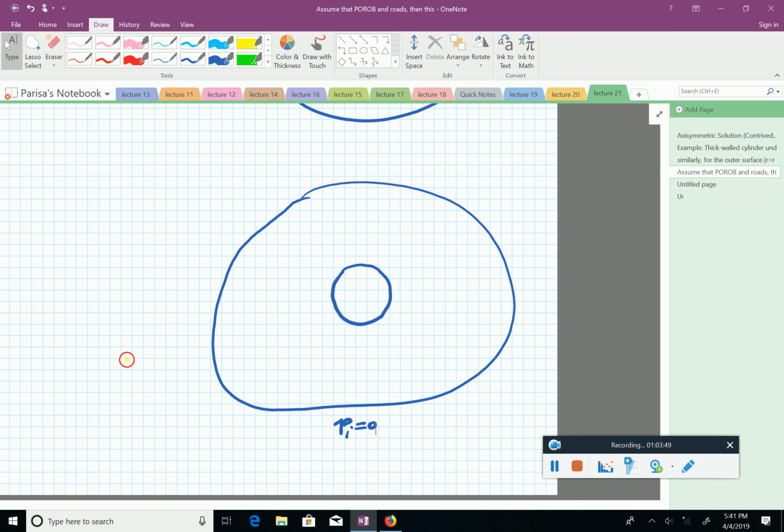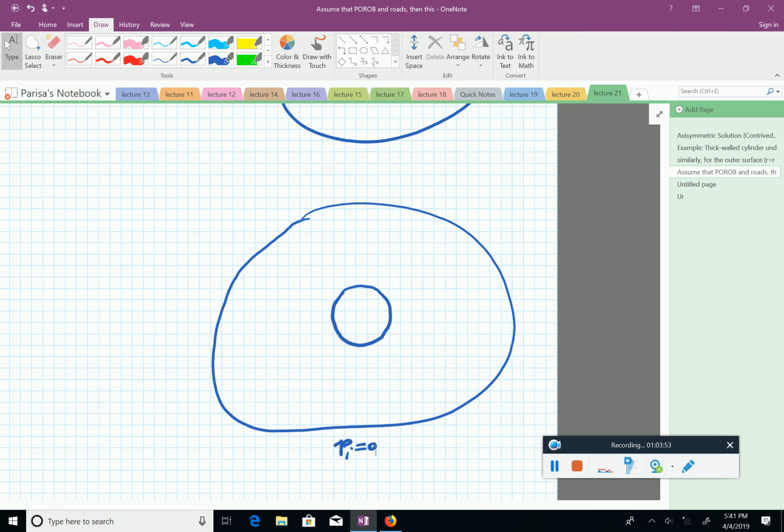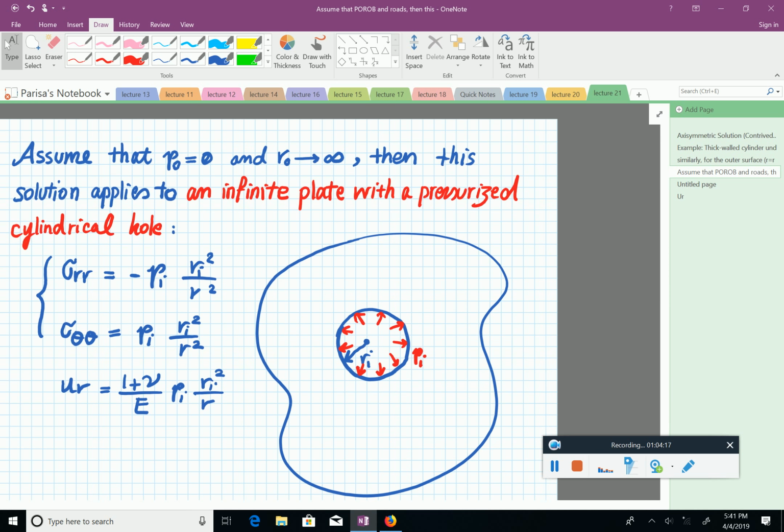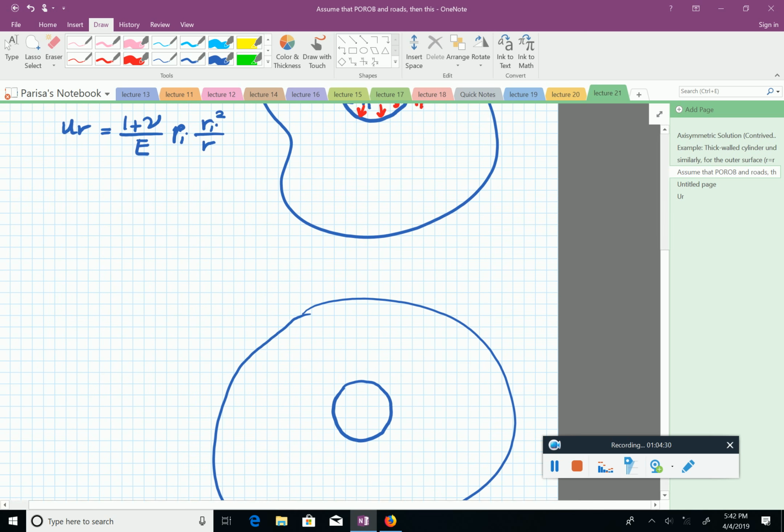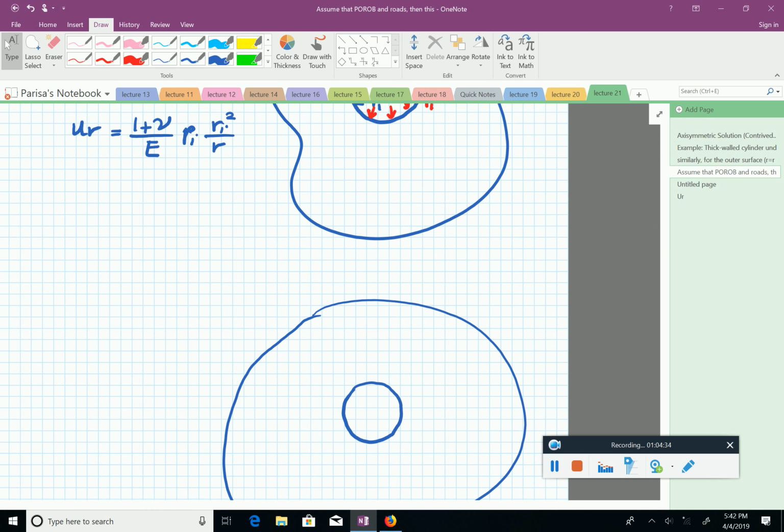Arrows? Yeah, Pi is 0. I don't want to have any, because most of the time you have a hole where there is no pressure, if you ignore air pressure. You have to go back to the original solution and solve it. Yes, but what should I do to that solution? So again, here I set P naught equal to 0 and I let R naught go to infinity. My question is, what should I do for that solution to work here? Which radius? Why? This looks very infinite to me.